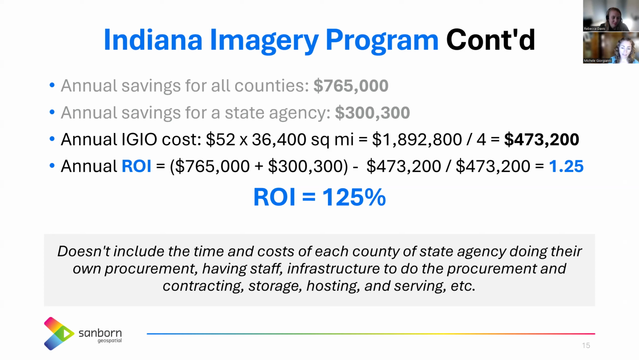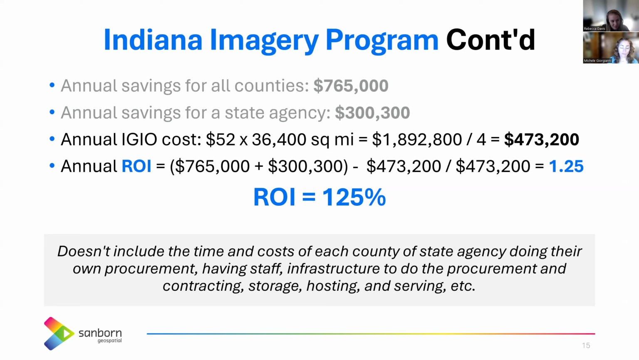So now we know the savings and we know the cost. We can calculate the ROI. To do that, we take the savings for the county and the state agency, that's 765 and 300,000. We add them together. We subtract the costs to the office, which is the 473,200, and then we divide that by that cost. So we're dividing that net benefit by the cost, and that gives us an ROI ratio of 1.25. In other words, 125%. So this is a positive ROI. It's a good one, and therefore it is a sound investment.